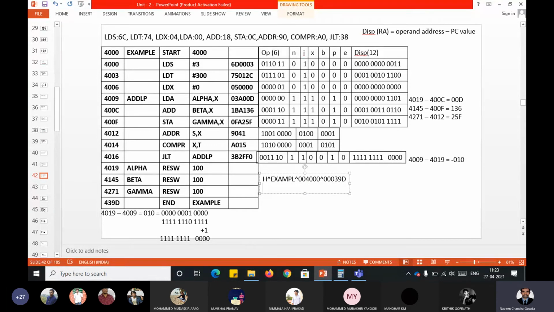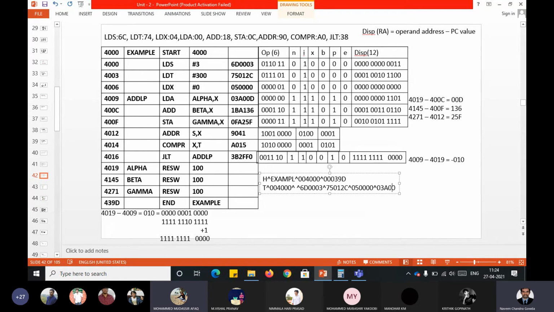Followed by that, let me initialize the first text record. The first object code starts at 4000 itself. Let me leave the space for the length. Now let me start filling in these object codes: 6D0003, followed by 75012C, followed by 0540, followed by 03A00D.